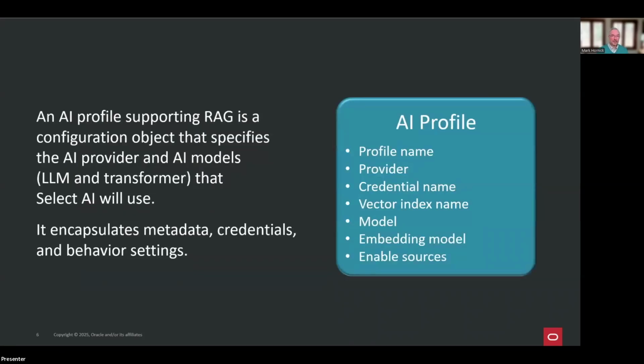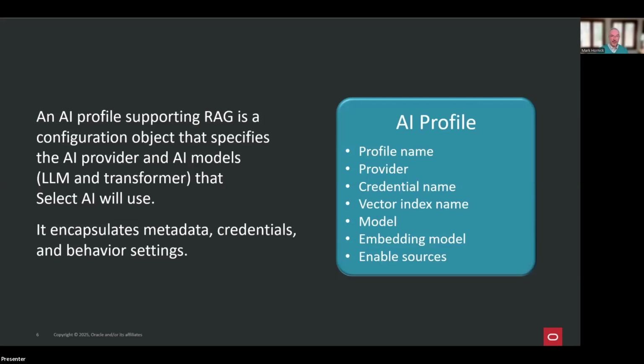Well, an AI profile supporting RAG is a configuration object that defines which AI provider and specific models, both the LLM and the transformer, that Select AI will use. Now, while an AI profile is essential for RAG, it also supports other AI capabilities, and I'll touch on that later in the session. As you see on the right, an AI profile is composed of several attributes.